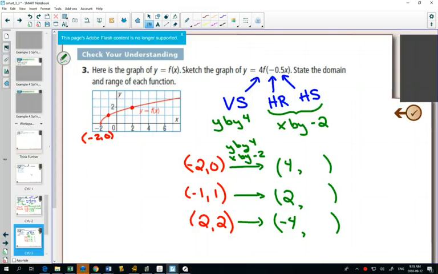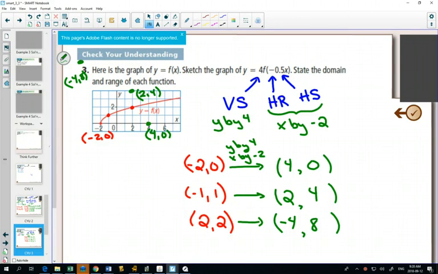My y values by 4, this will stay 0, this will be 4, this will be 8. So we can label our new points. 4, 0, 2, 4, and negative 4, 8, I guess would be somewhere over there. I'll label those with the coordinates as well. 4, 0, 2, 4, and negative 4, 8.